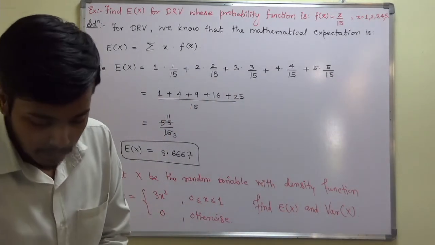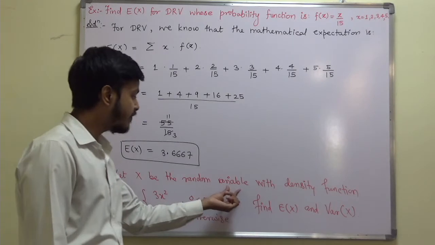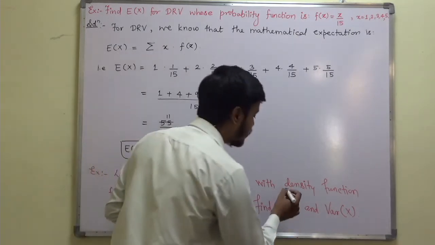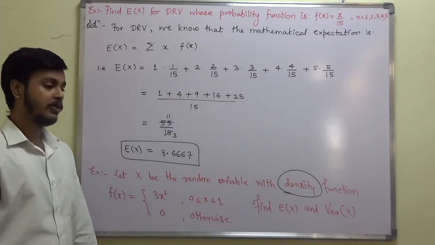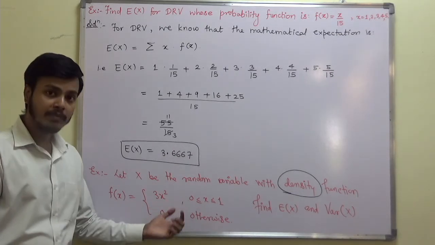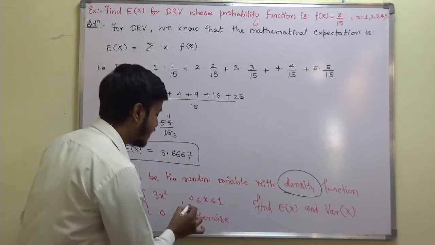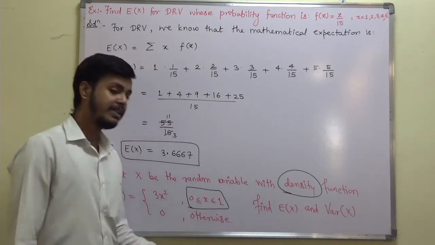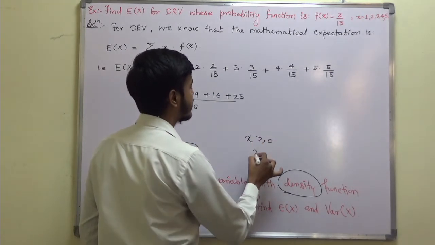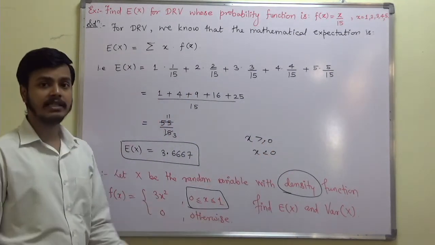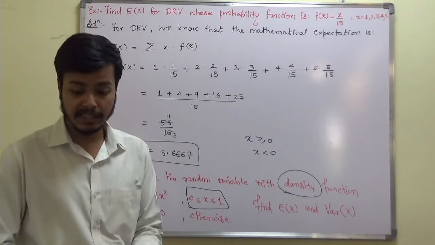Okay, so this is the problem we have, and just look at this problem. This problem says let x be the random variable with a density function. The moment you find such types of terminologies in the problem, you can conclude that this problem is of continuous random variable. If you can't identify with the help of this, identify with the help of this range. Whenever a range is given to you like this, in such cases you can identify this example to be a problem of continuous random variable.